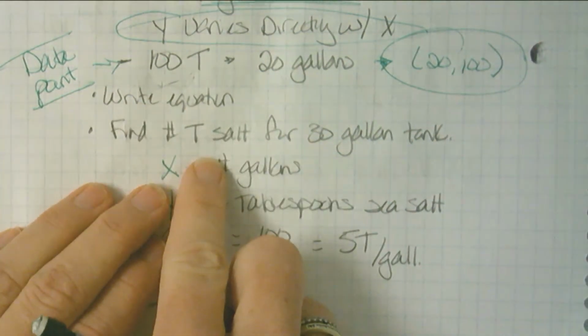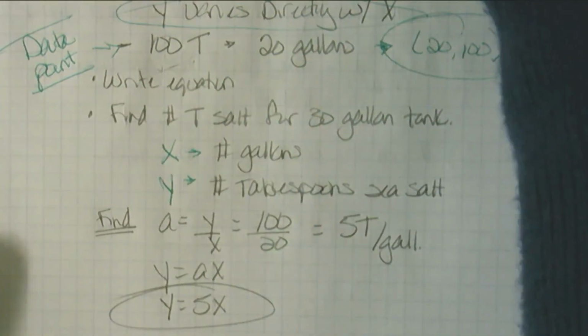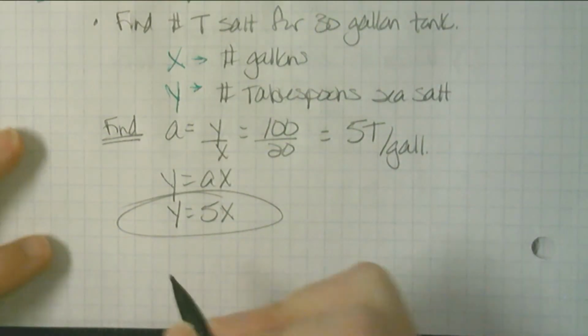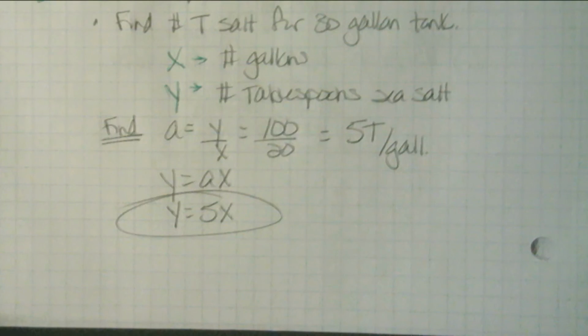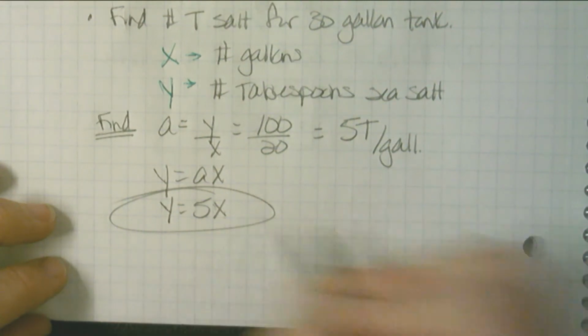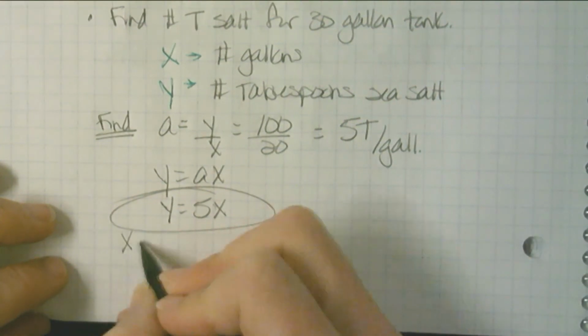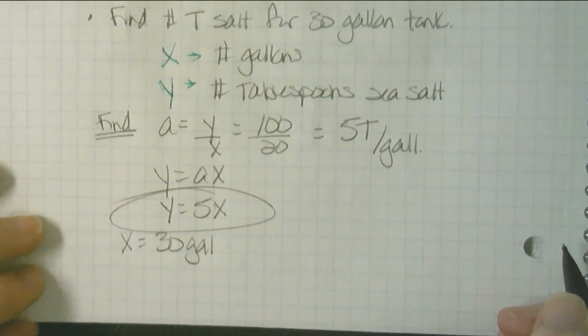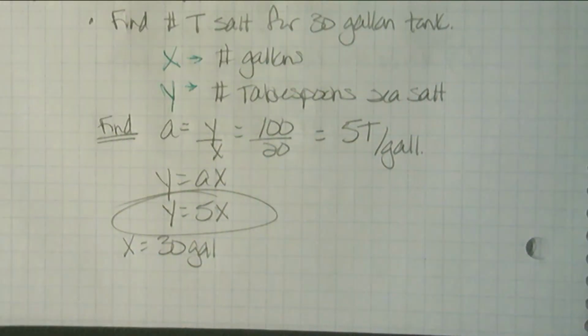The second part is now use the equation to find the amount of tablespoons for 30 gallons. So always write that equation first. What variable is my 30 gallons going in for, Seamus? What variable? That's my x. So don't forget to make sure that you know exactly what variable you're substituting in for. Because I could have said, I've got 10 tablespoons of salt, how much water do I need for that? I could have done that as well.